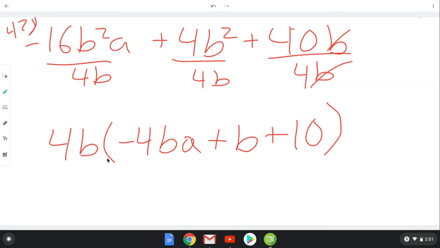All right. So this is my factored version. If I factor out the common factor, this is what I get. So factored means that I have a multiplication of two polynomials. So this is the factored form of this polynomial.